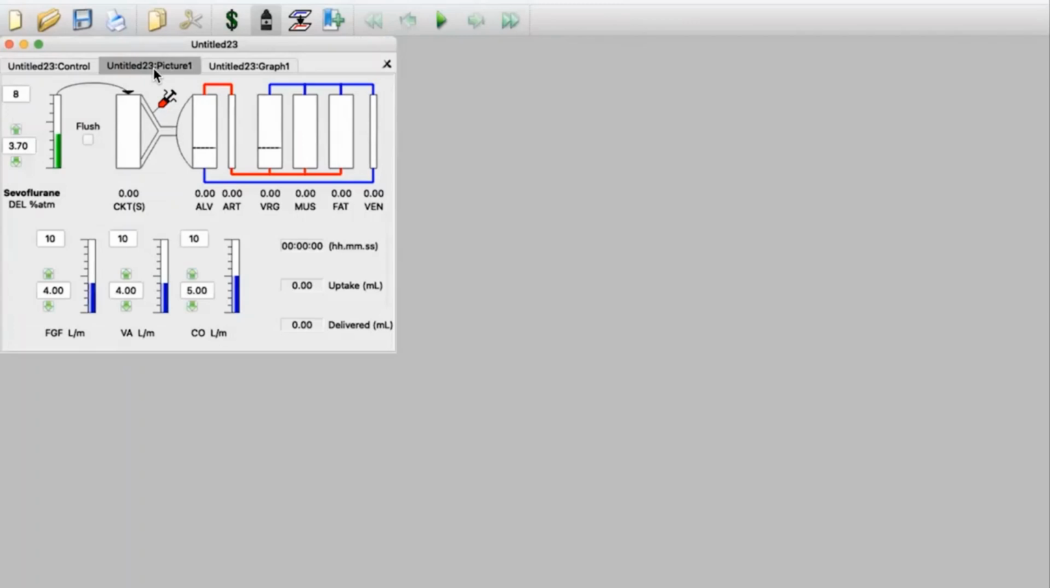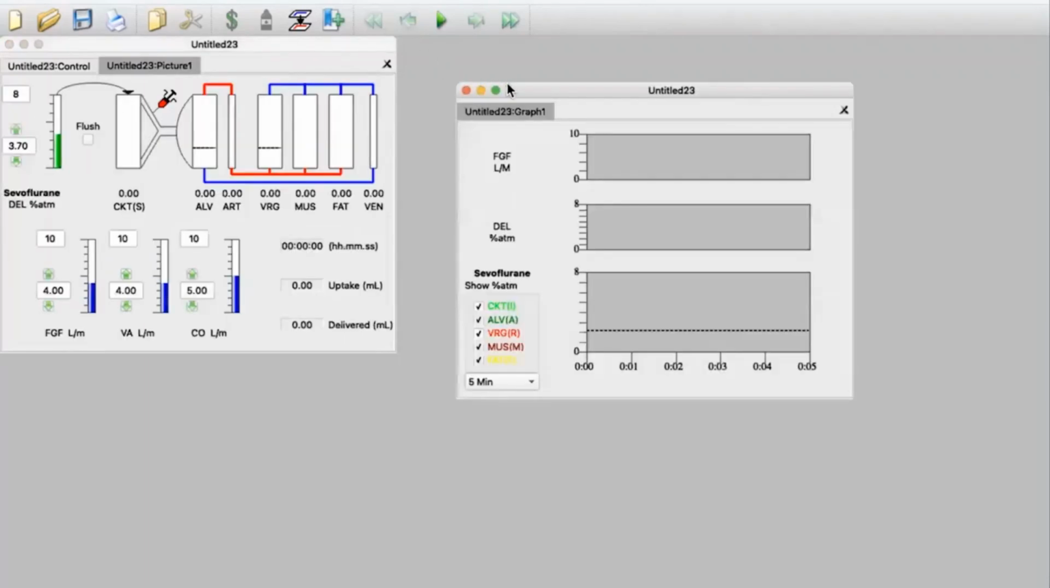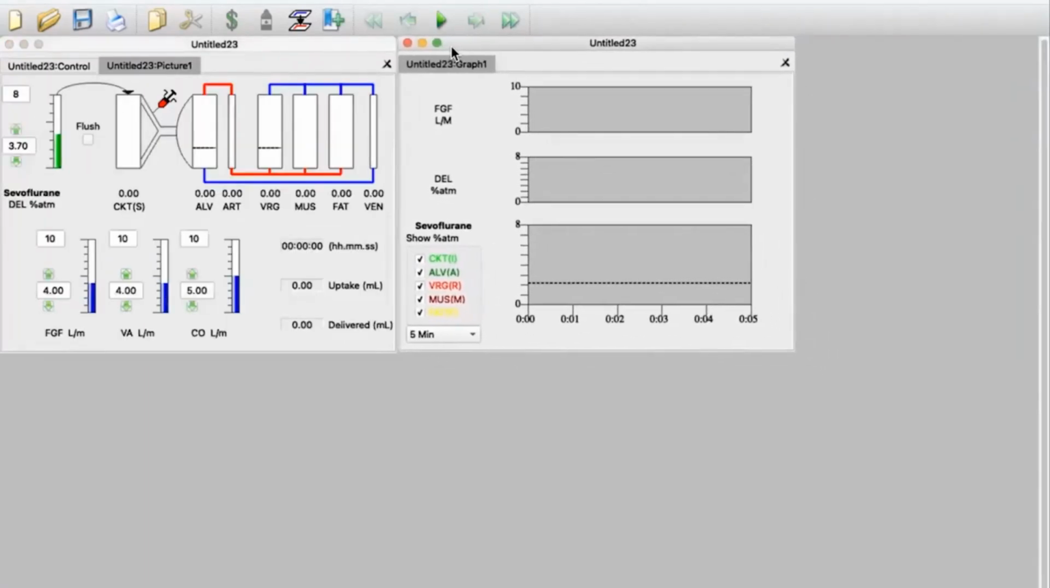The Gassman picture is just as I showed before. And the Gassman graph depicts what has happened, and I can drag that tab over here and hold it next, and therefore be ready to show what goes on during an anesthetic. In this case, I've chosen a semi-closed circuit.